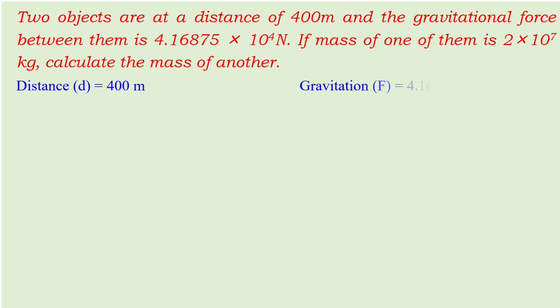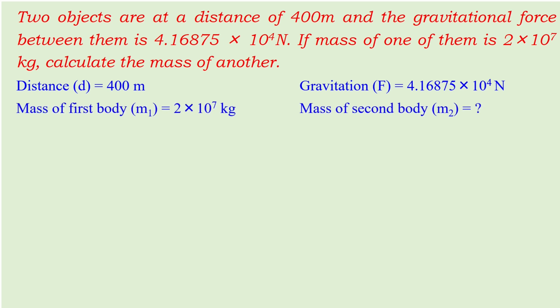Look at this, distance is given 400 meter and gravitation between those two bodies is given 4.16875 into 10 to the power 4 Newton. And another piece of information is also there, mass of first body m1. There are two masses certainly, and one is represented by m1 and another we have to calculate. M1 is 2 into 10 to the power 7 kg. Mass of second body M2 is the question. Now how can we solve this?